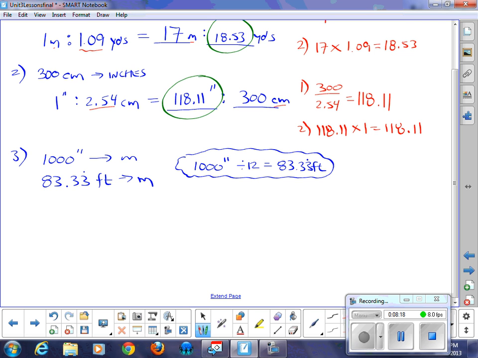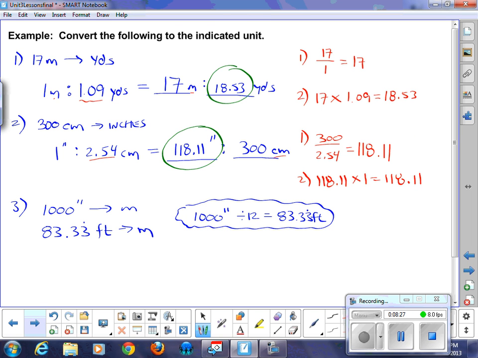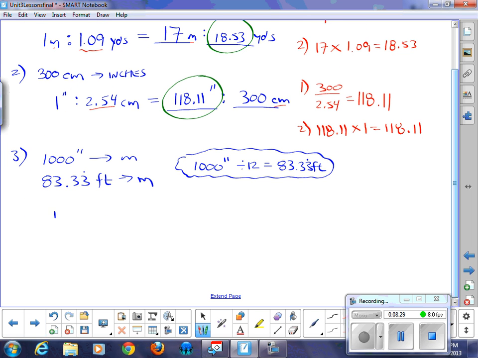So we can then go to our conversion chart, and we see that back here, 1 foot is 0.305 meters. So 1 foot for every 0.305 meters. So there's our ratio. On the other side, I'm going to have feet to meters. What information am I given? Well, it's the 83.3 repeated. So that means I am looking for meters.